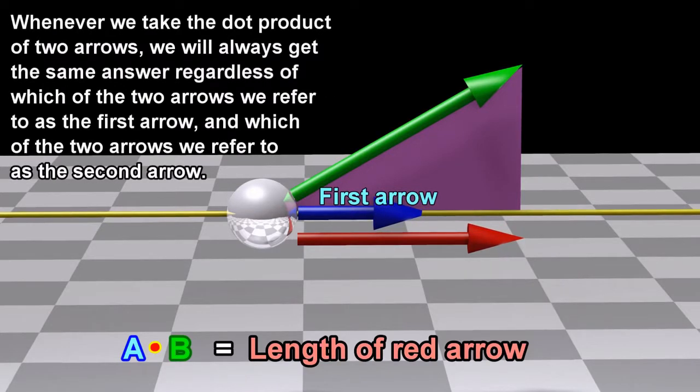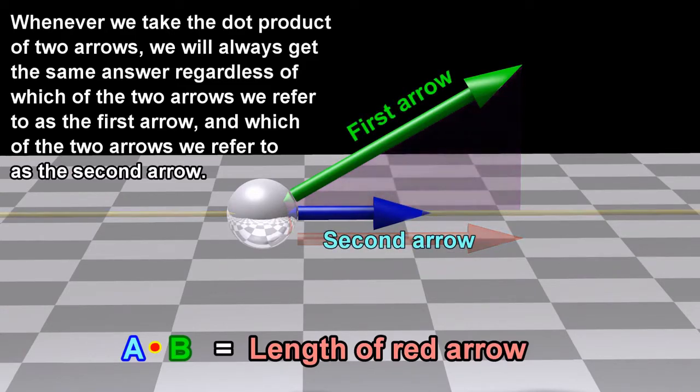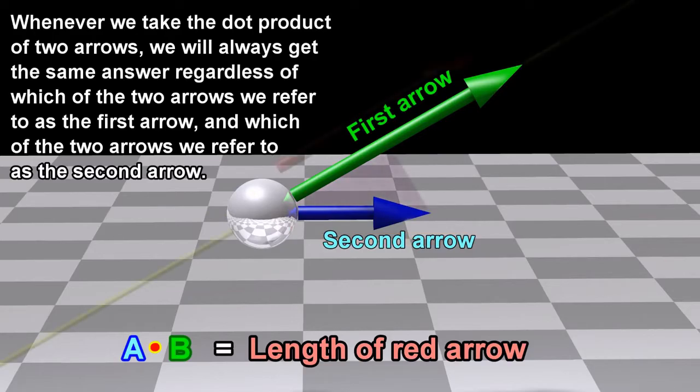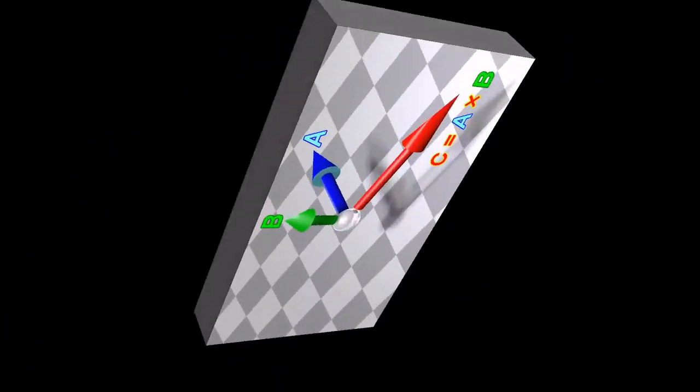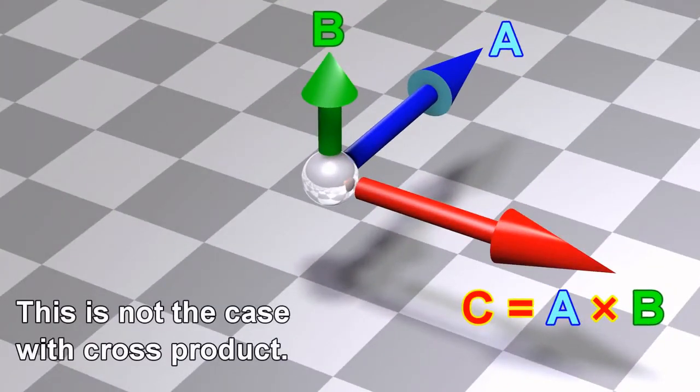Whenever we take the dot product of two arrows, we will always get the same answer regardless of which of the two arrows we refer to as the first arrow, and which of the two arrows we refer to as the second arrow. This is not the case with cross product.